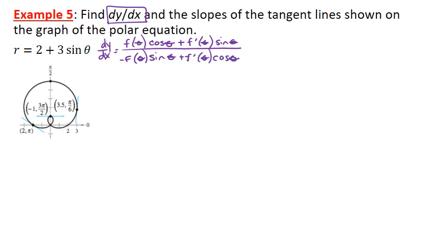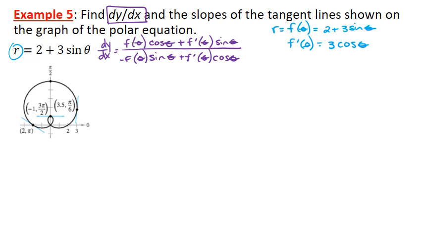Okay, so one thing I want to let you know is that r is equal to f of theta. So this is the function. In our case, it's 2 plus 3 sine of theta. If I want to find f prime of theta, which is required in our formula, I want to find the derivative of this. The derivative of this is 3 cosine of theta. Okay, so I have everything I need to find dy dx.